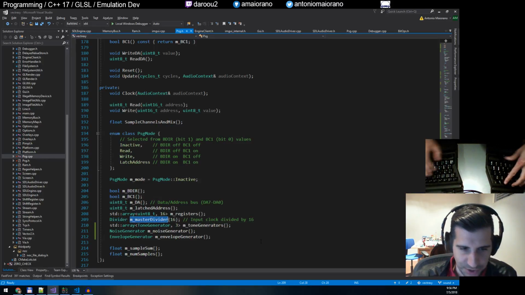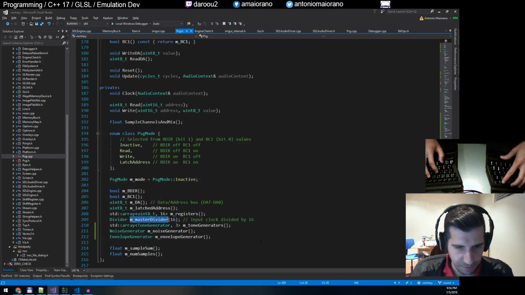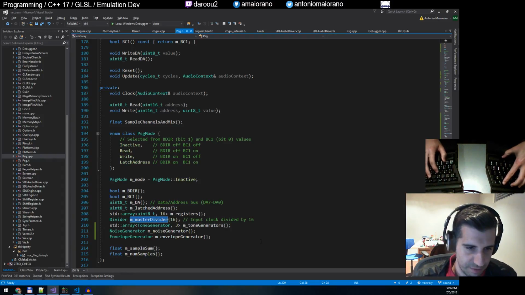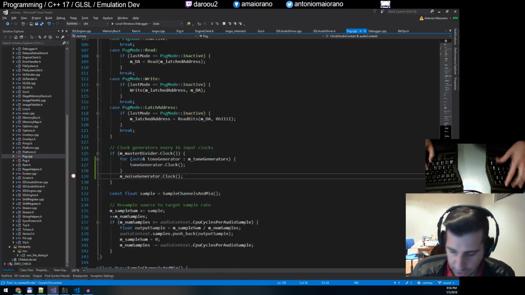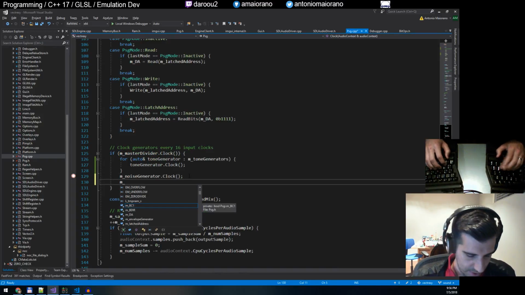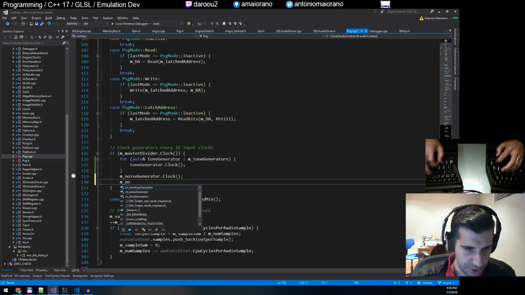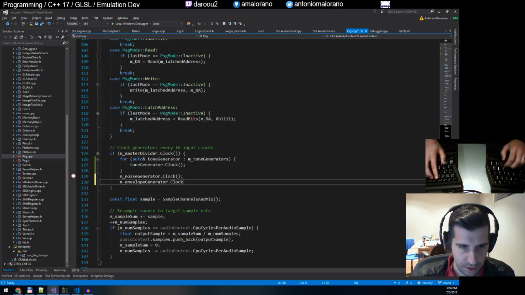I called it the master divider because pretty much everything is first CPU frequency divided by 16. So I have that here. And then I go and I clock these guys. And so in here I'm actually going to clock my envelope generator. There.